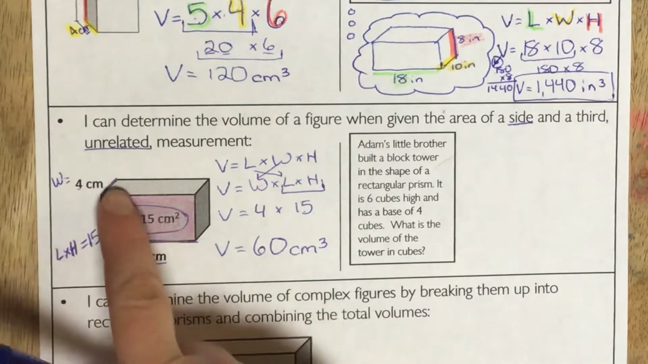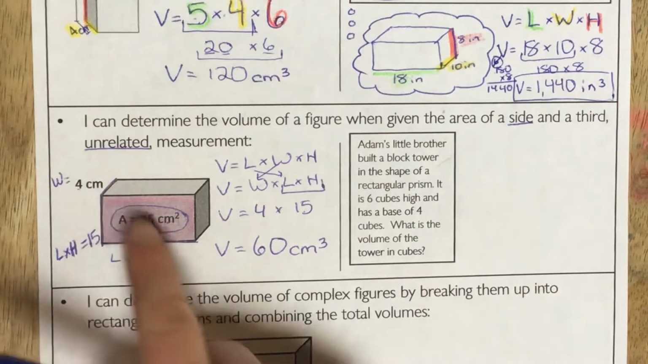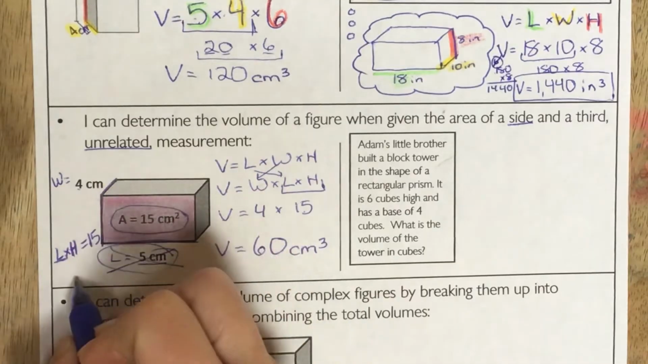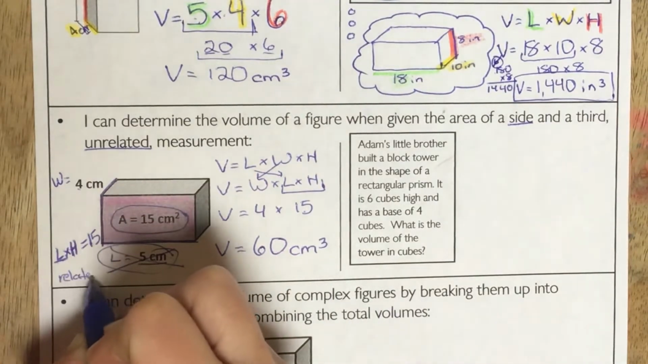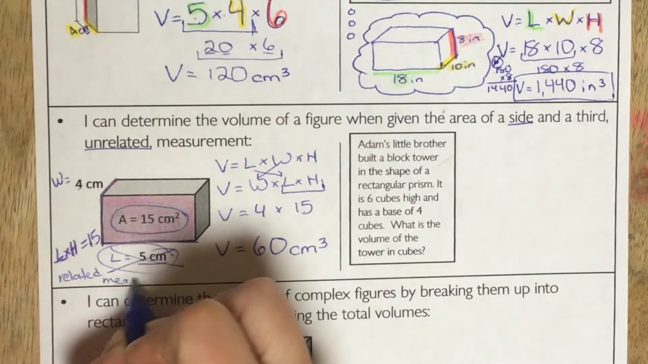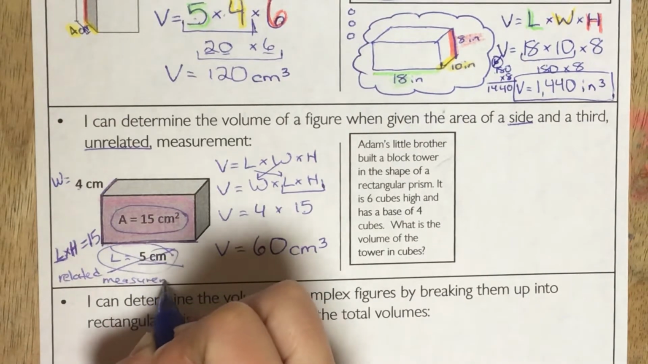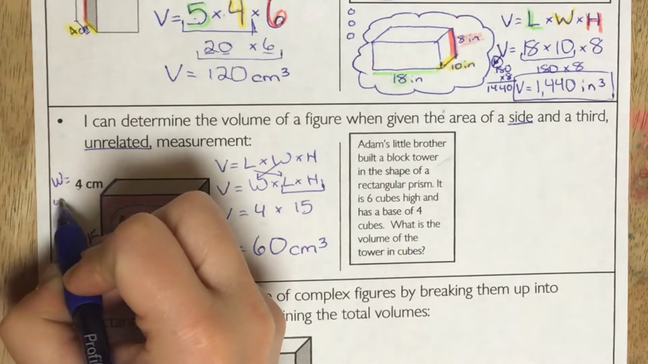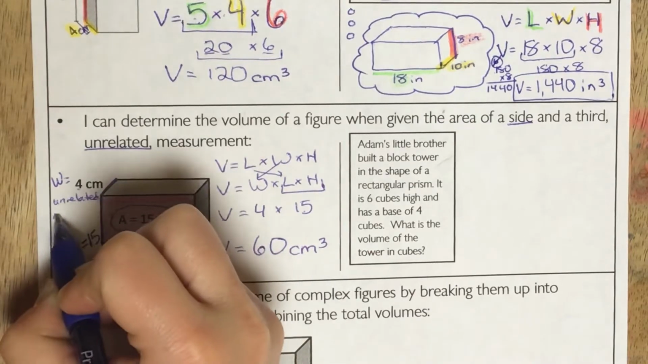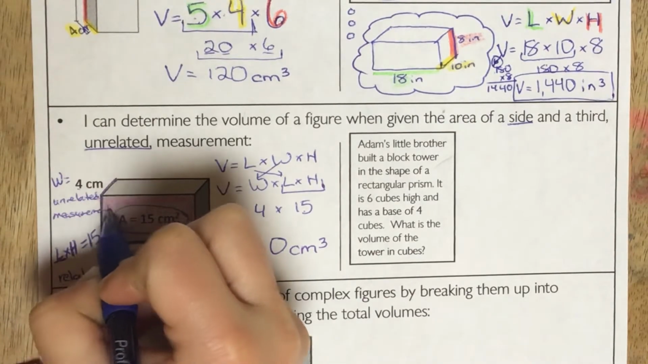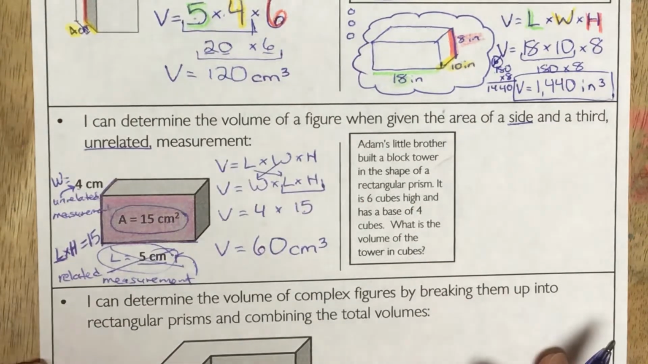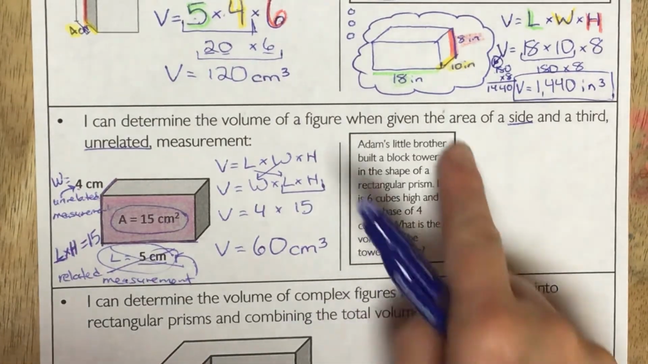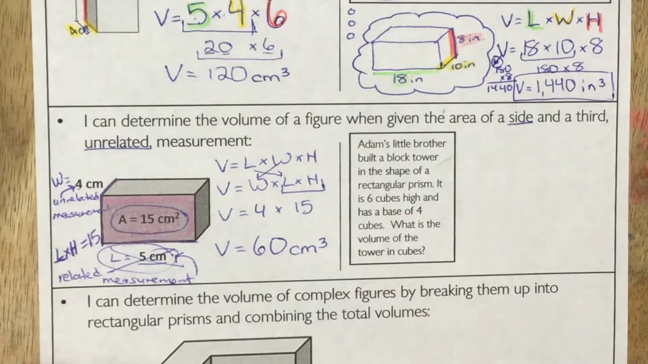Basically what I did here is I figured out which of my two measurements was unrelated. This one I didn't use because it was already here in the area. This one is a related measurement. It was already here in the area, but this one was an unrelated measurement. This one they hadn't already given us info about. So sometimes you'll get a figure. Other times you're going to get an example. They're going to give you a story problem and you have to figure out what to do with the info.